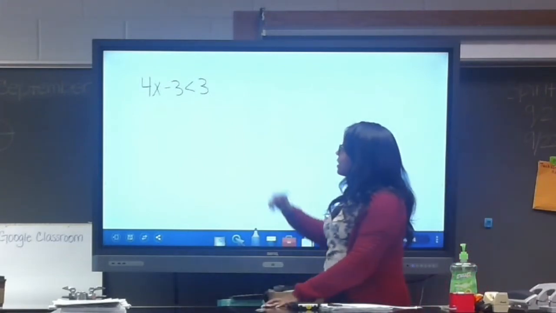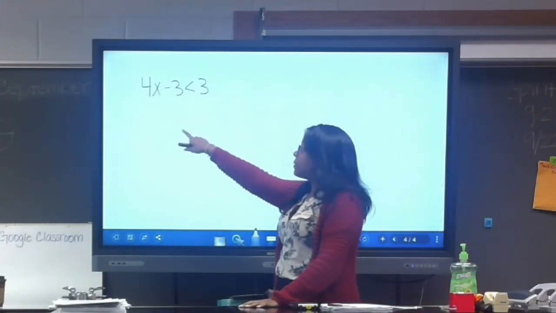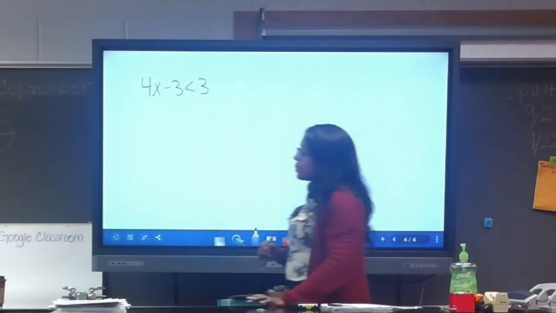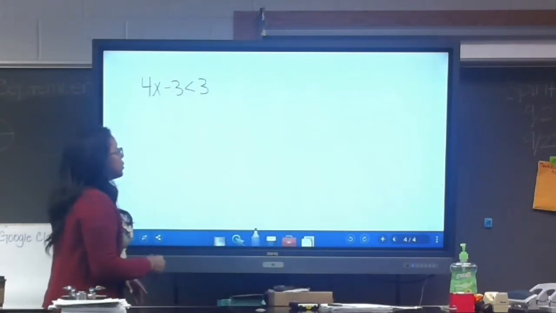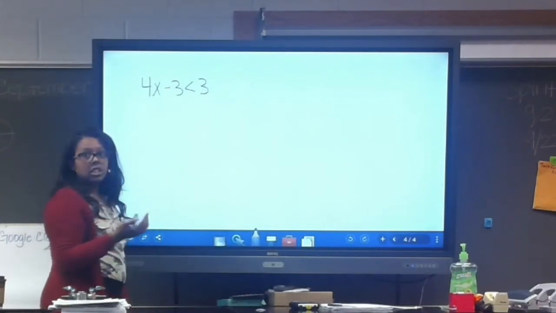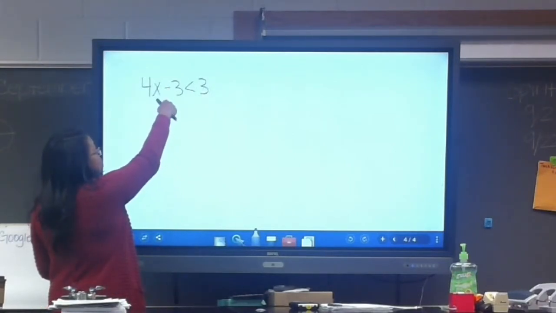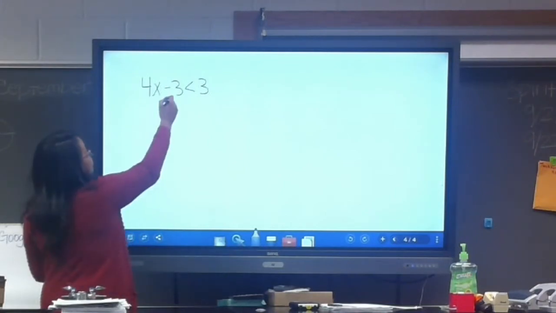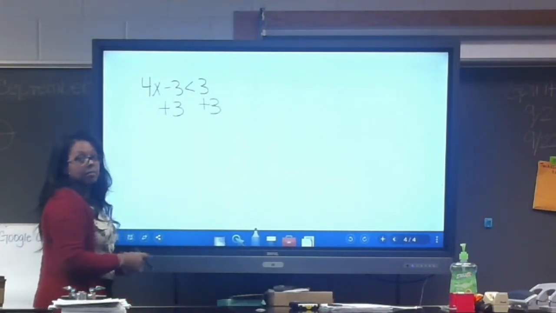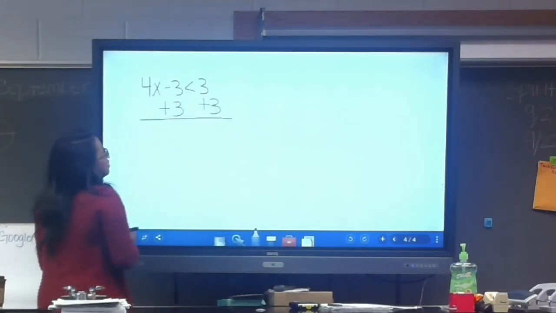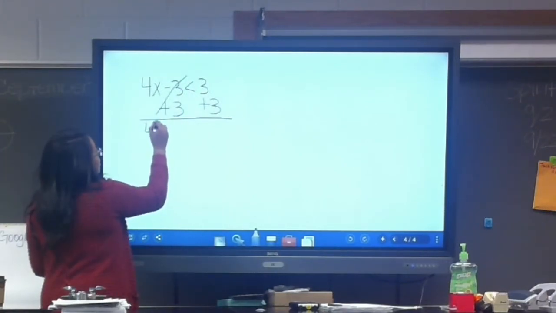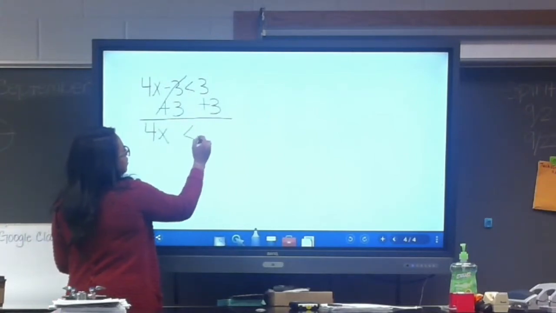The product of 4 and a number minus 3 is less than 3. So first we're going to solve for our variable using our steps from solving equations. We always undo addition and subtraction first. So the opposite of minus 3 would be plus 3. And whatever you do to one side, always and forever, you do it to both sides. Well, now we're going to simplify. Negative 3 and positive 3 will cancel one another. 4x is less than 6.